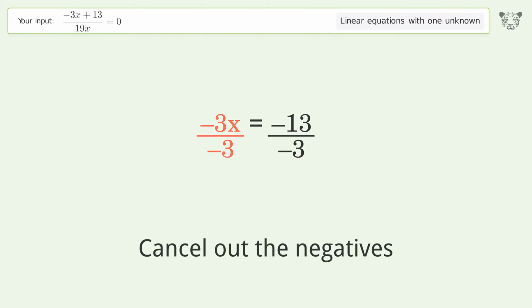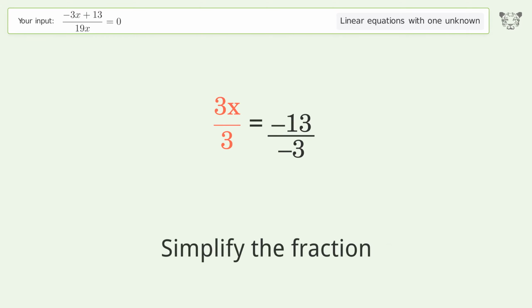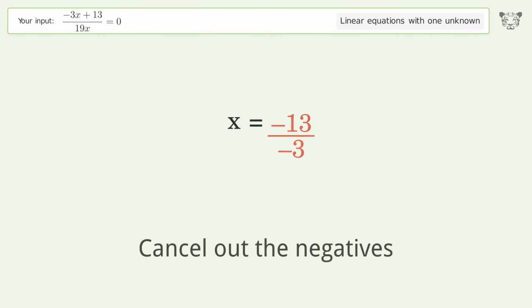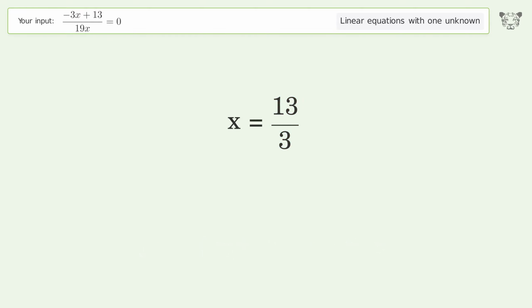Cancel out the negatives. Simplify the fraction. Cancel out the negatives. And so the final result is x equals 13 over 3.